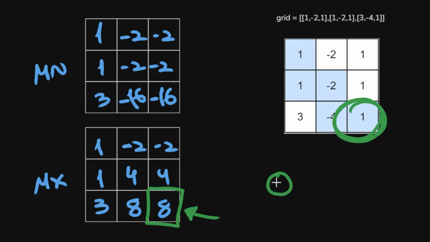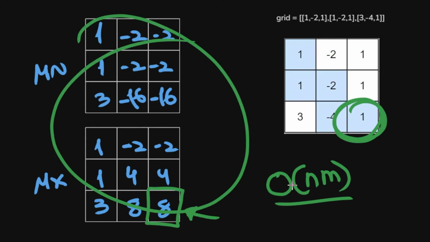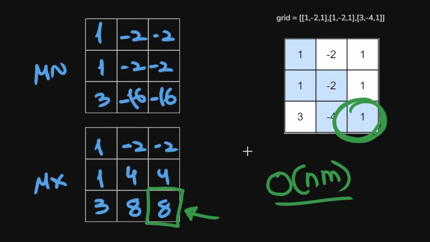Time and space complexity for this is big O of the amount of rows times the amount of columns, because we have to iterate every position and we are building these two DP grids. So with this in mind, now let's go with the code.